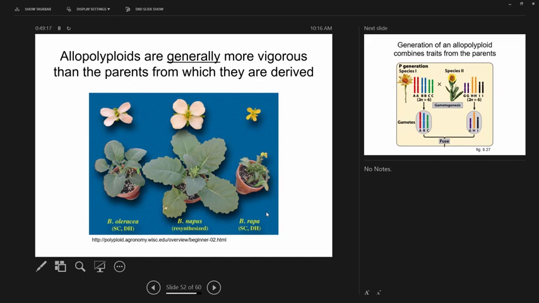So B stands for Brassica. These are all in the same family as broccoli and cauliflower and stuff. Yes.